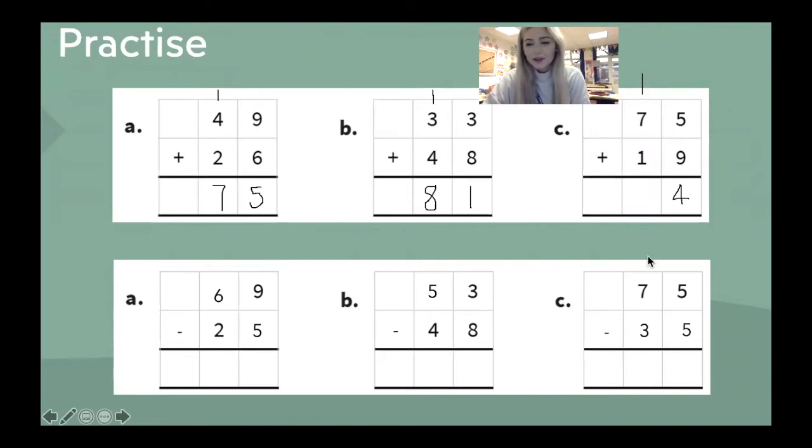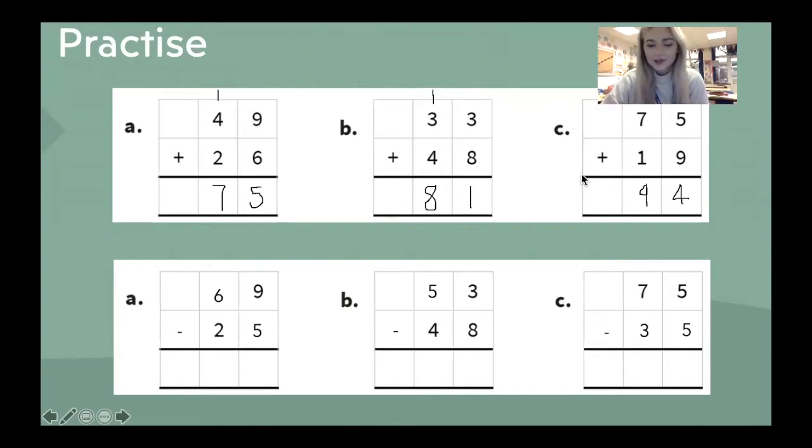So now I'm doing 1 ten plus 7 tens plus another 1 ten. So 1 ten plus 7 tens is 8 tens, plus another one is 9 tens. So my answer is 94. Well done if you managed to get those correct.